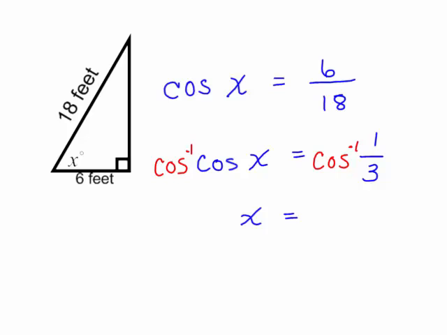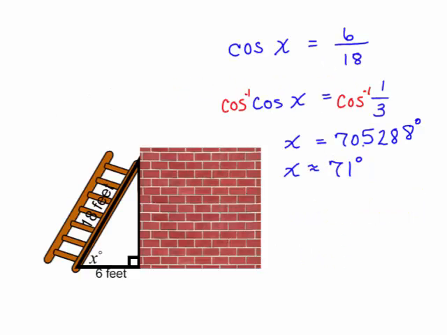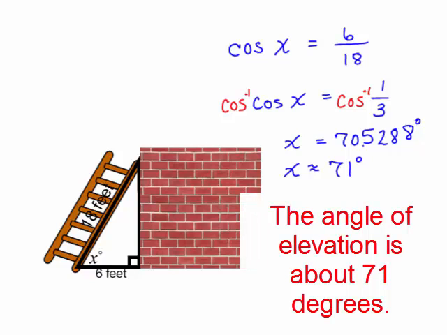On the right side, I will use my calculator to help me out here. Once again, put that calculator in degree mode. X is approximately 70.5288 degrees. My problem said to round it to the nearest degree, so that will be 71 degrees. So the angle of elevation is 71 degrees.